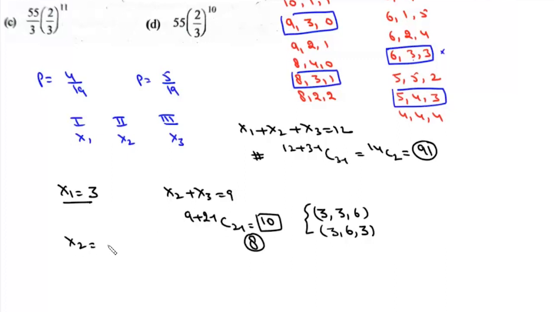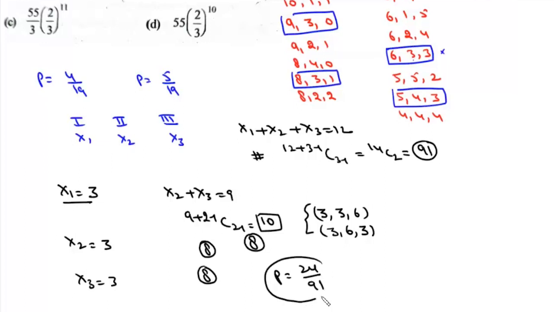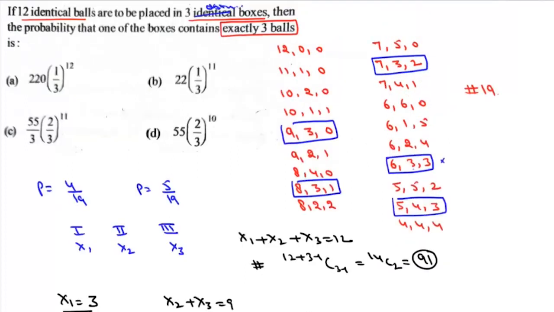In the same way, for x2 equals 3, we'll have 8 cases. And for x3 equals 3, we'll again have 8 cases. So this required probability when exactly one of the boxes contains 3 balls will be 24 by 91. But if the question is at least one of the boxes contains exactly 3 balls, then in that case we have to include all these 6 cases, and in these 6 cases 3 of them are repetitions. So in that case this probability will be 24 plus 3, 27 by 91. So this is also noted.